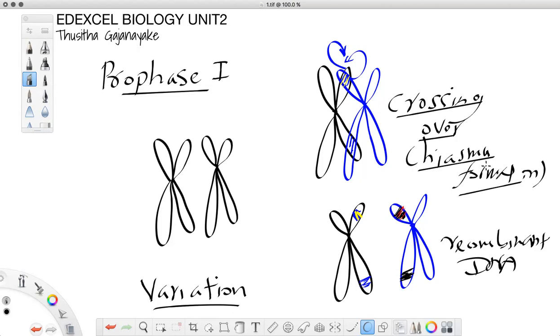Okay, next one is Metaphase 1. So here we see one event which produces the variation: exchange of parts of the chromosomes between homologous chromosomes allows shuffling of the genes. Right, we're going to see the next one, that is Metaphase 1.